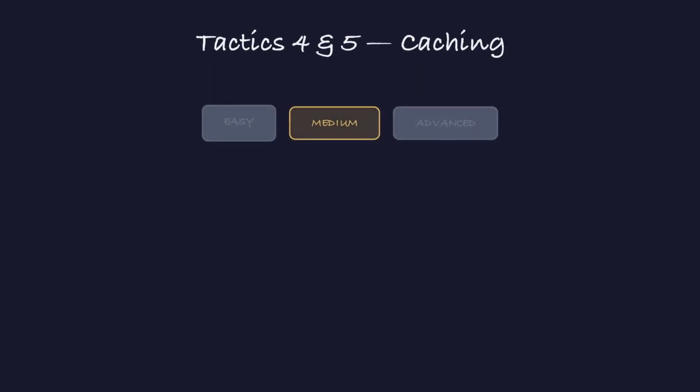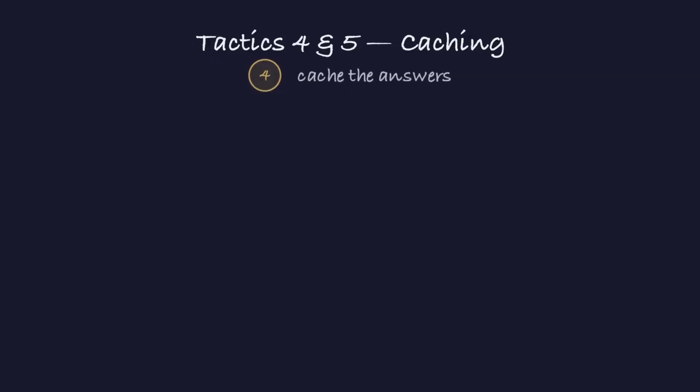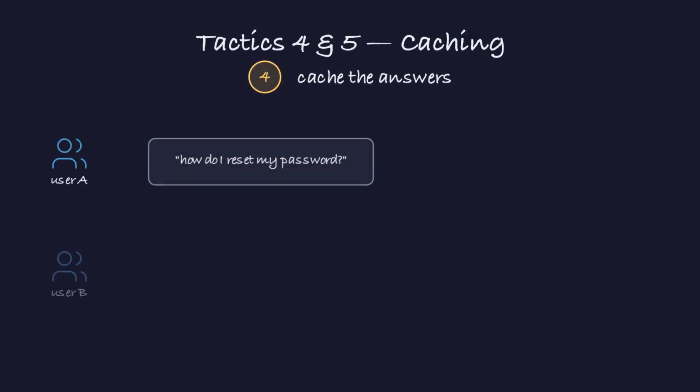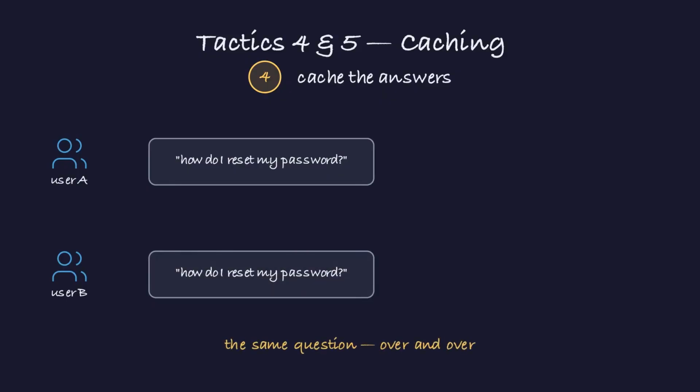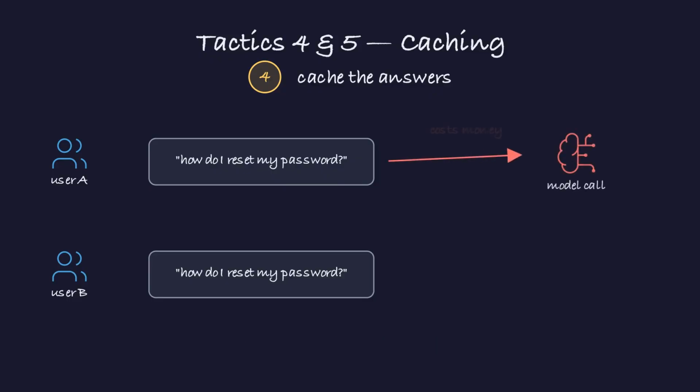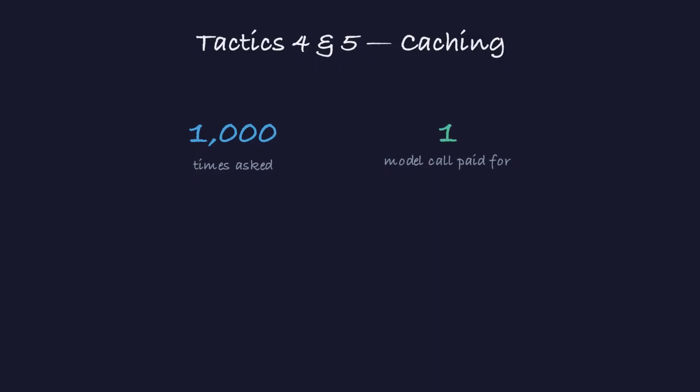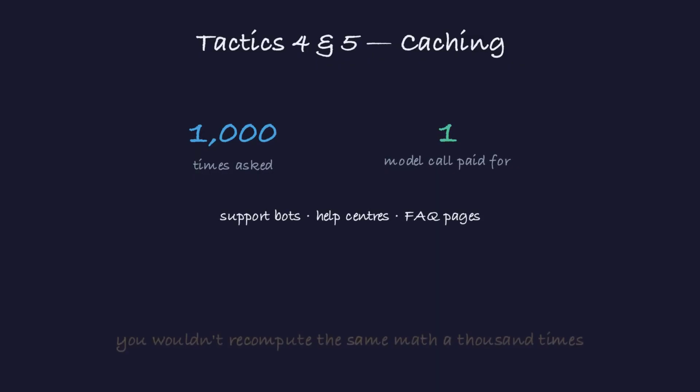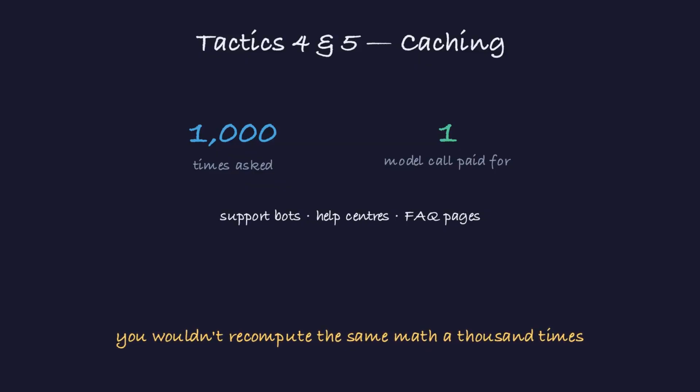Now the medium effort tactics, and this is where the huge savings are hiding: caching. Tactic 4. Cache the answers. If lots of users ask the same things, and they do, why pay to generate the same answer over and over and over? Store it. The first time someone asks, you call the model. Every time after that, you serve the saved answer instantly for free. For anything with repeat questions, a support bot, a help center, this alone can gut your bill. You wouldn't recompute the same math 1,000 times. Don't re-ask the same question 1,000 times either.